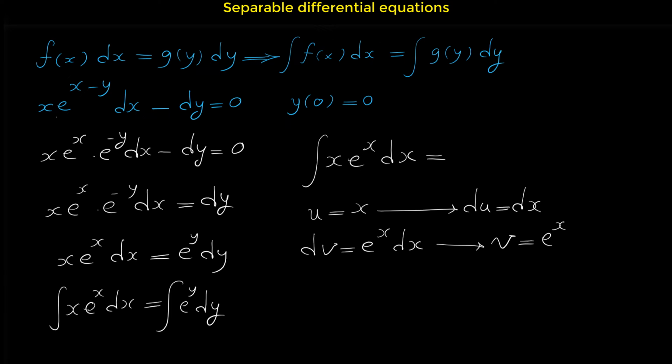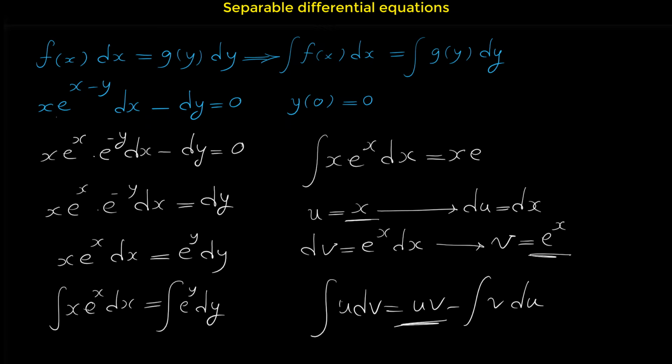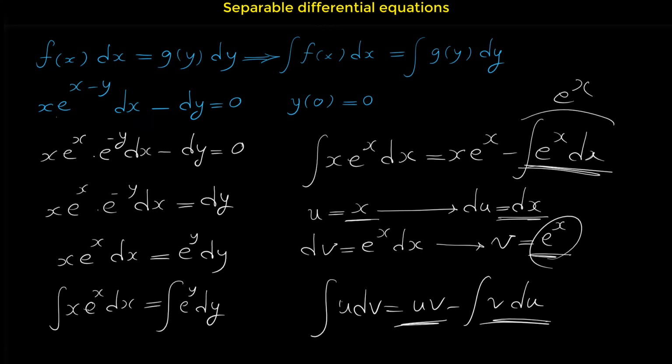So this integral is equal to, if you remember from the integration by parts formula, uv. Let me remind you the integration by parts formula: integral of u dv is uv minus integral of v du. uv here is x times e to the x, so this equals x times e to the x minus integral of v du. v is e to the x and du is dx. Integral of e to the x dx is again e to the x. So integral of x times e to the x is x e to the x minus e to the x.